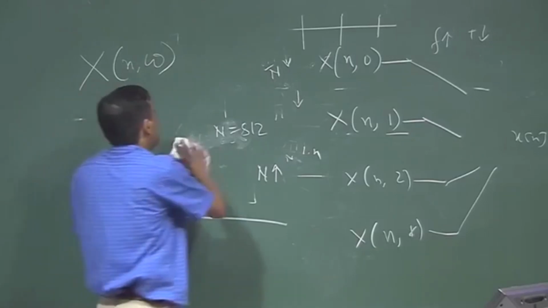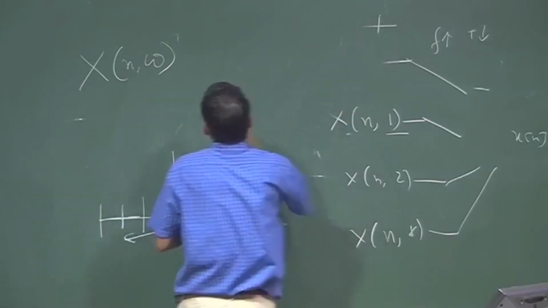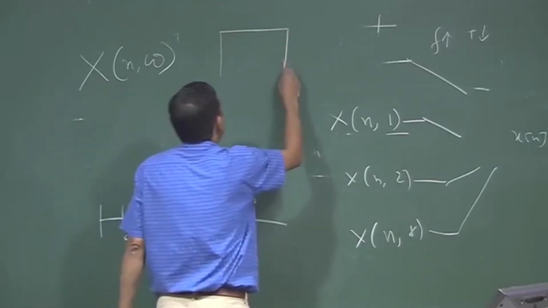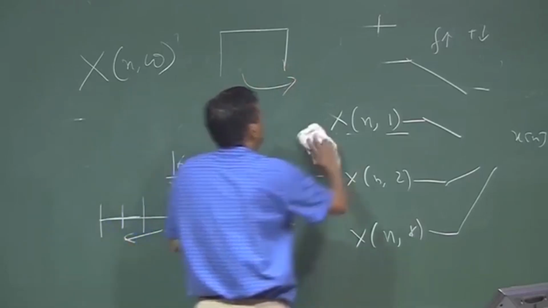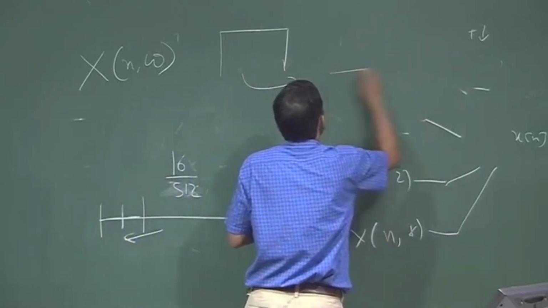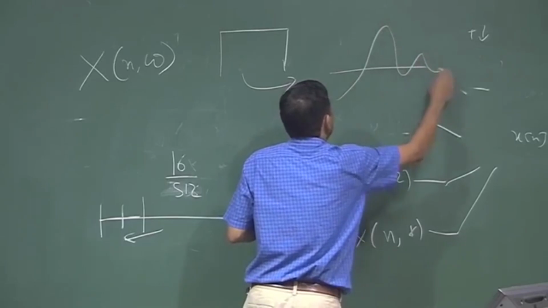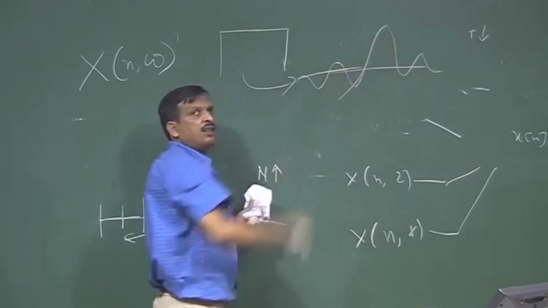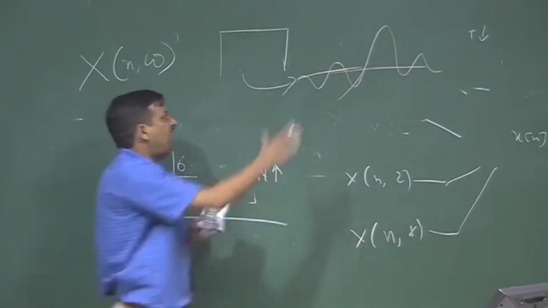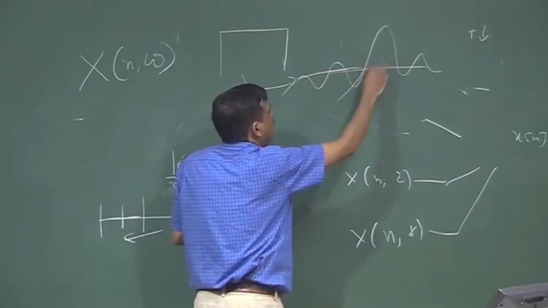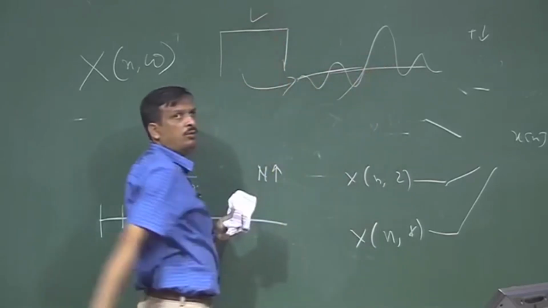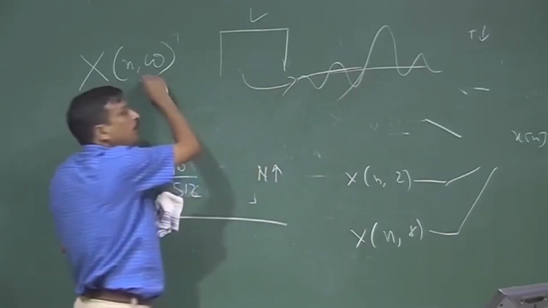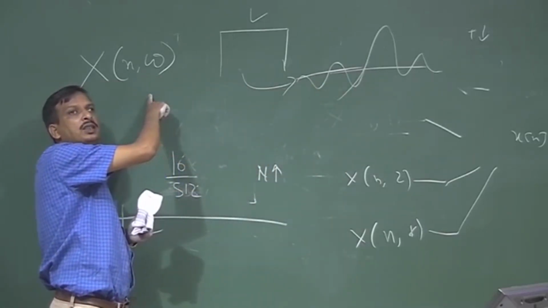What does this mean? Suppose I have a rectangular window. What is the frequency transform of the rectangular window? It is nothing but a sinc function. There is a peak, the main lobe, and there are side lobes. The main lobe width depends on the length of the window. That will be convolved with the frequency response of the original signal.